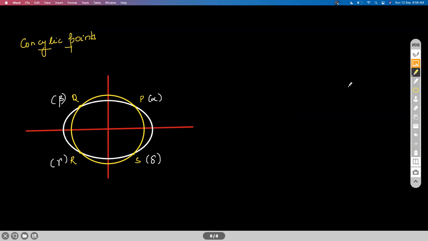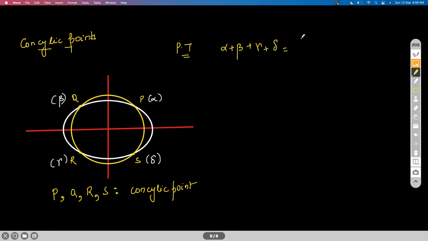Now, let me give this as a question to you only. Let's not give this as a theory. Prove that the sum of the eccentric angles of the concyclic points, P, Q, R, S, they are called concyclic points, is always an even multiple of pi.